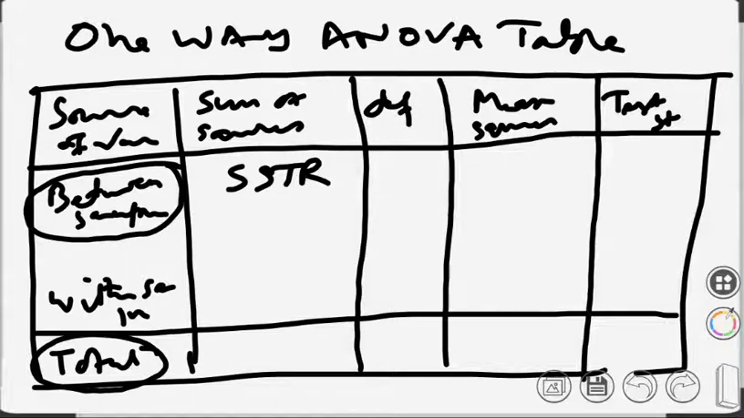So source of variation, two types. Sir, there is total, that variation. What do you call within sample? I'll tell you. I'm coming to that. Source of variation are two types. One is between sample and total variation.